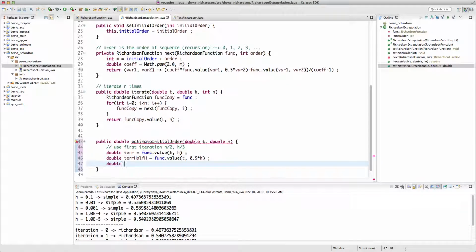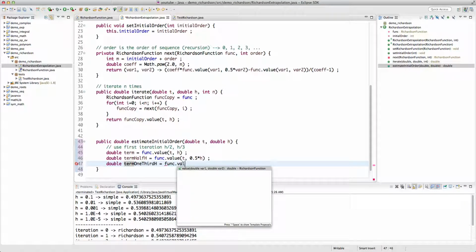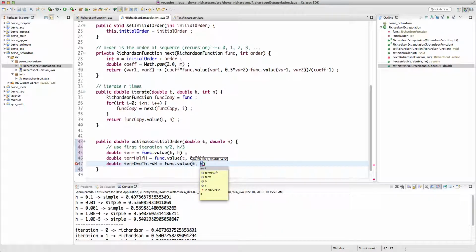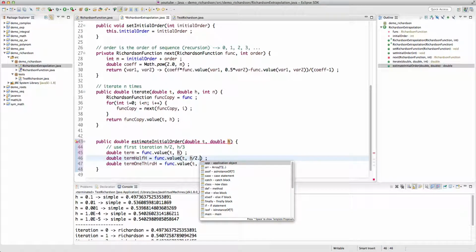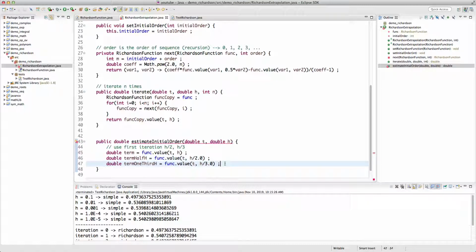and then double term 1/3 h is func dot value at t and h over 3. Maybe let's just write this also at h over 2. Okay, now we have these terms and we're looking to solve for m, which is our initial order.